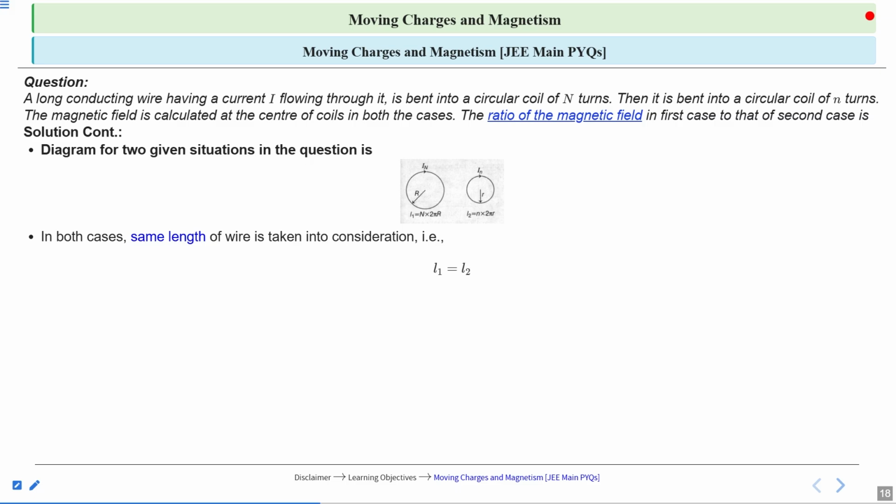That is L1 equal to L2. So capital N into 2 pi r will be equal to small n into 2 pi small r. From here we will find the relation between the radii of both the circular coils. So small r upon capital R will be equal to capital N upon small n. This is the ratio of radii. We are going to use it further, so mark it as first equation: small r upon capital R is equal to capital N upon small n.